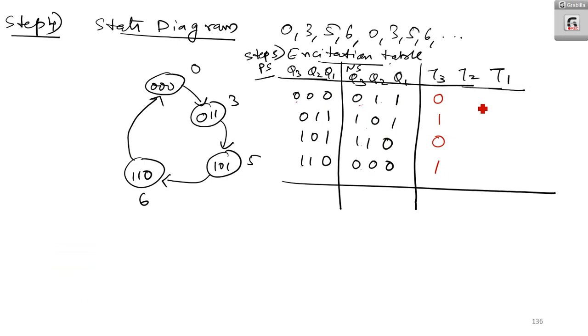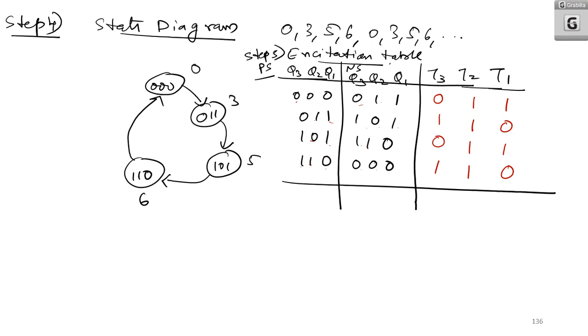Now what is T2? 0 to 1, 1. 1 to 0, 1. 0 to 1, toggling is here, that is 1. 1 to 0, that is 1. So T2 is entirely 1. Now what is T1? 0 to 1, 1. 1 to 1, 0. 1 to 0, 1. 0 to 0, it is 0. So that is T3, T2 and T1.